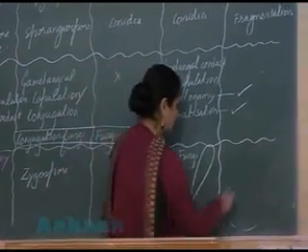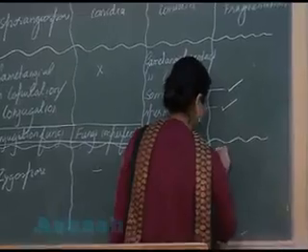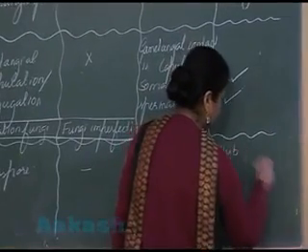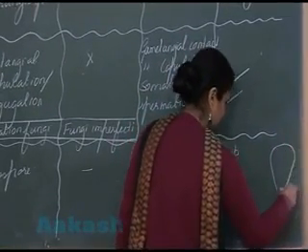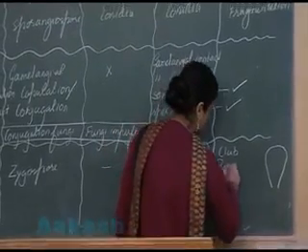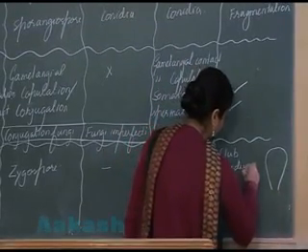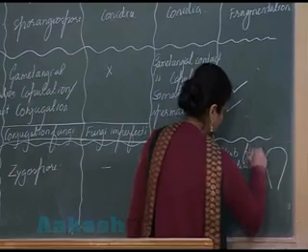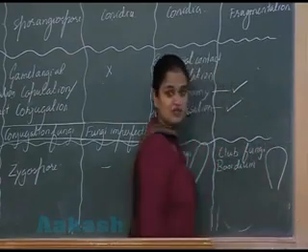In the basidiomycetes, karyogamy will occur inside a club-shaped structure. This club-shaped structure is known as basidium. That's why it is known as club fungi.